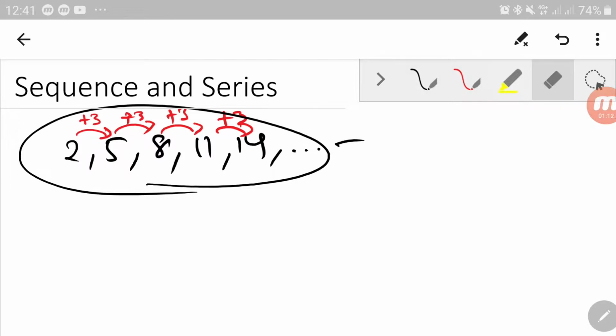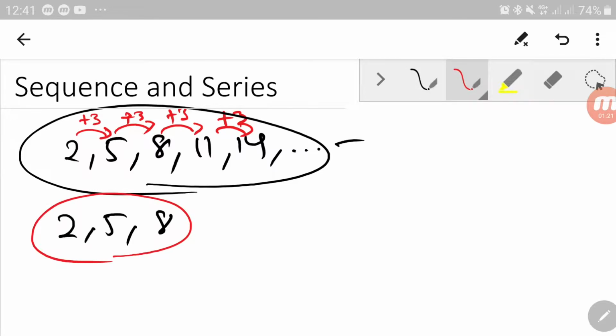Now, if the sequence is 2, 5, 8, this is what we call a finite sequence. Why finite? Because we know how many terms are in the sequence that we list. For example, we have a sequence of 2, 5 and 8, so we have 3 terms in the sequence, so we know the number of terms, we know the n. So this is an example of a finite sequence.